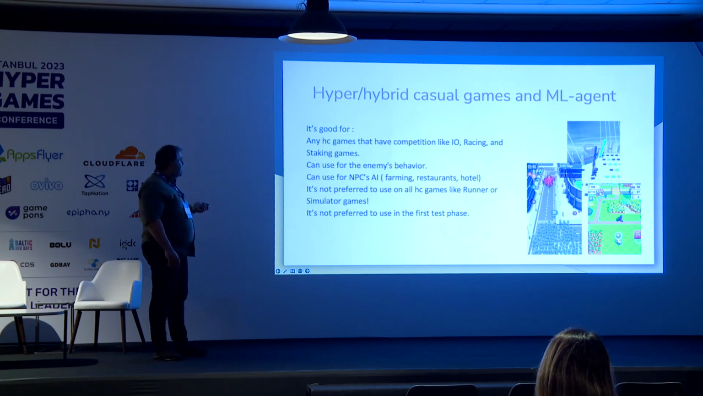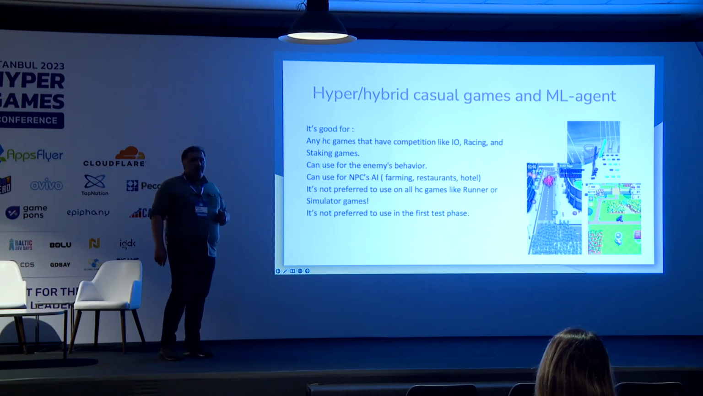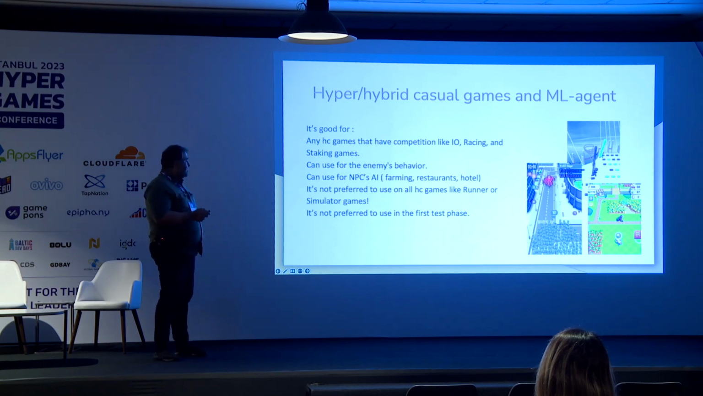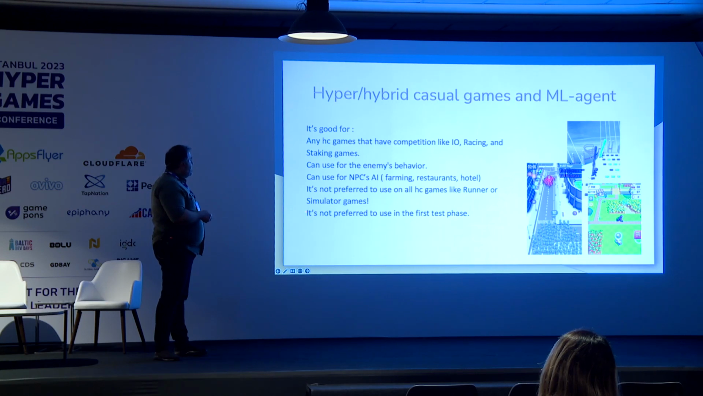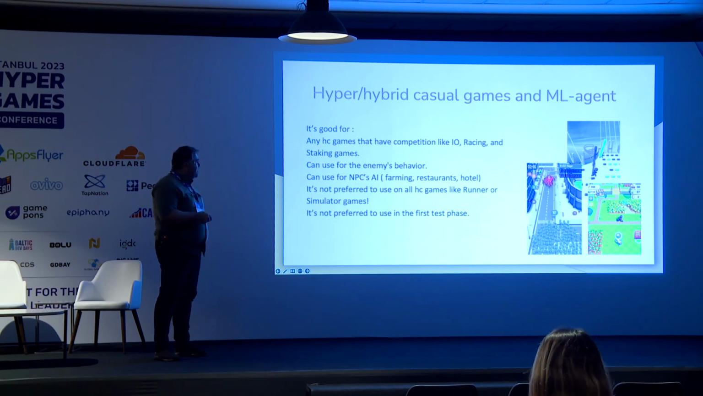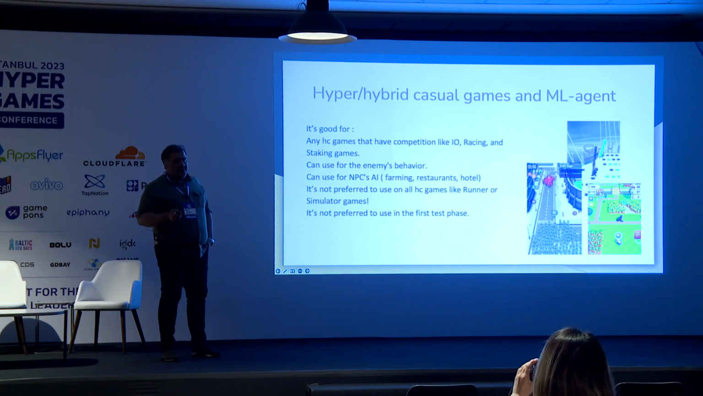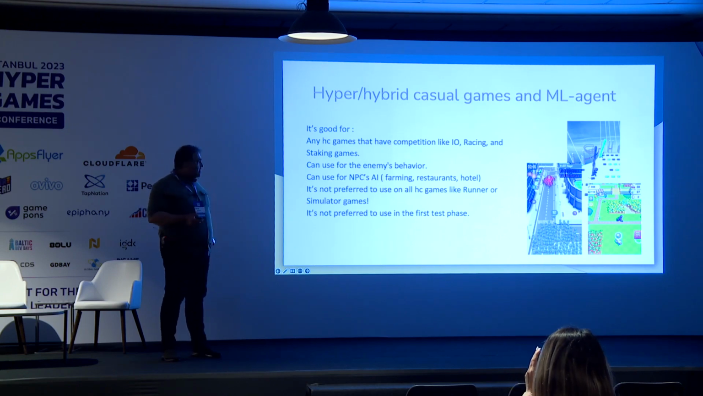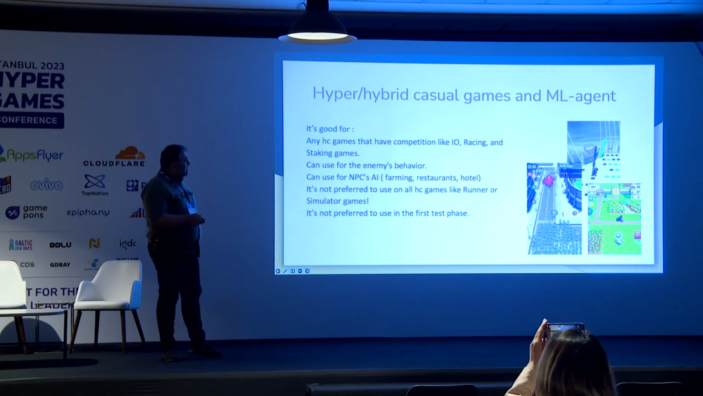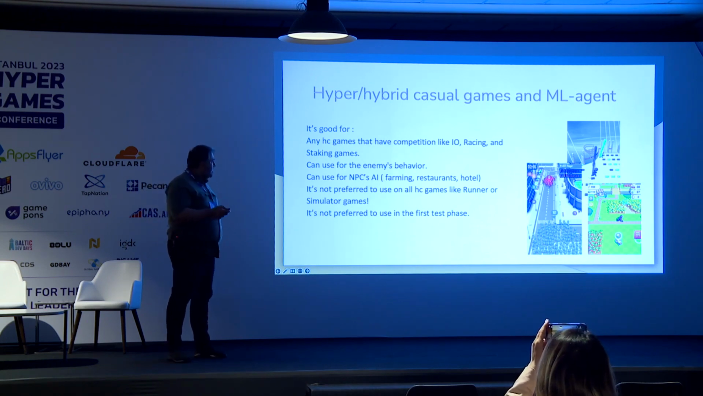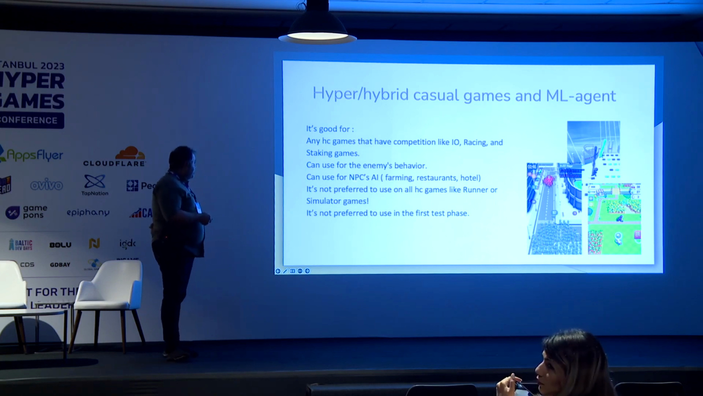Also, you can use ML Agent for your enemy's behavior, like if your enemy reaches the reaching area, it starts chasing the player. Or you can use it for NPC AI, like in a farming game, where you have NPCs that help the player to collect or use items, or help with farming or making something, like in this game here. You can use ML Agent for this purpose too.